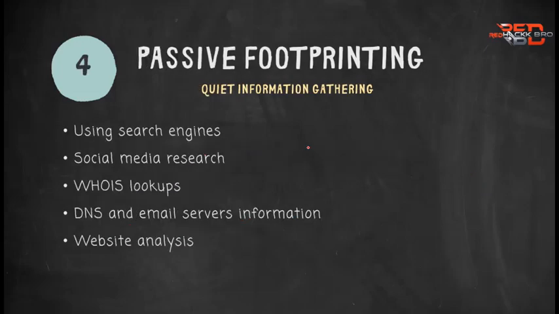Some popular footprinting methods include using search engines like Google to find hidden info on websites, checking out social media to find personal or business details, using WHOIS Lookup to find domain owner information, checking DNS records to see how the target network is set up, and analyzing the target website for any hidden data or clues about their security.